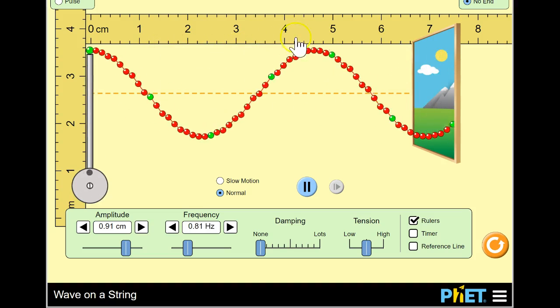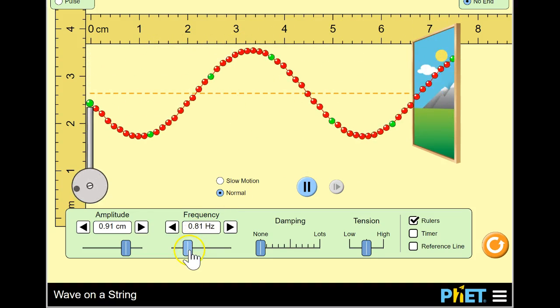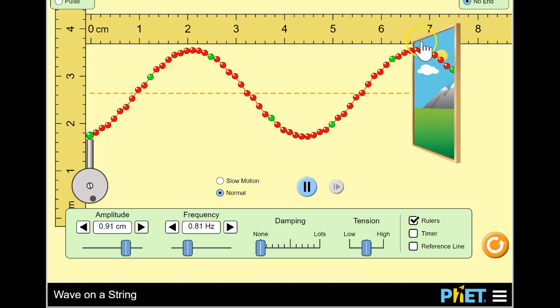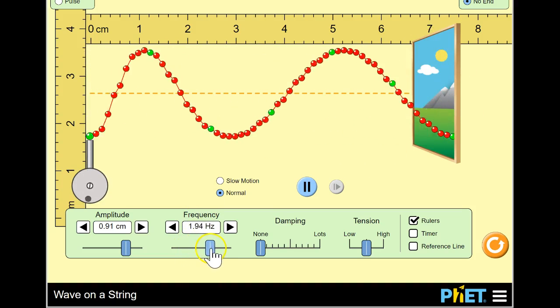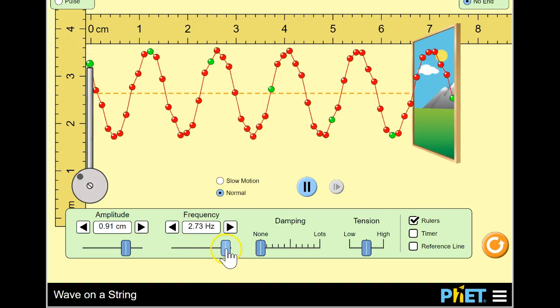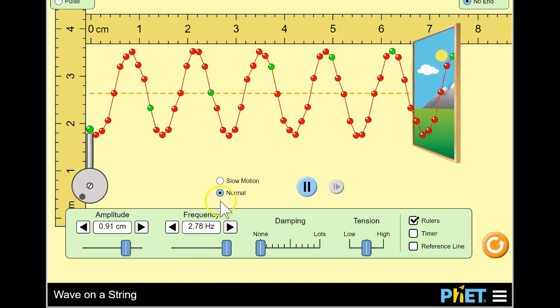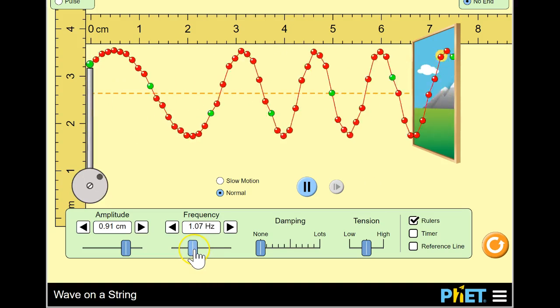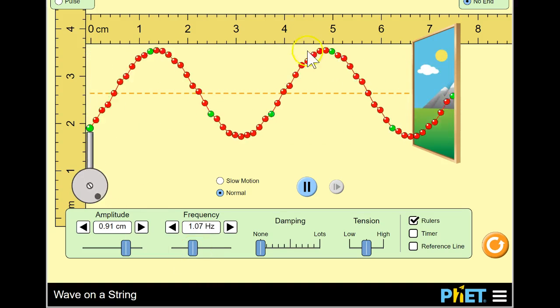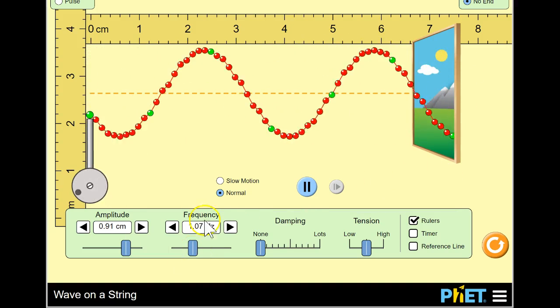Also notice that these waves are still traveling the same speed. We're just going to watch this one go across. I'm going to increase the frequency. We have a shorter wavelength now, but if you look at the speed here, it's still going the same speed as something with a low frequency. A change in frequency does not change the speed.